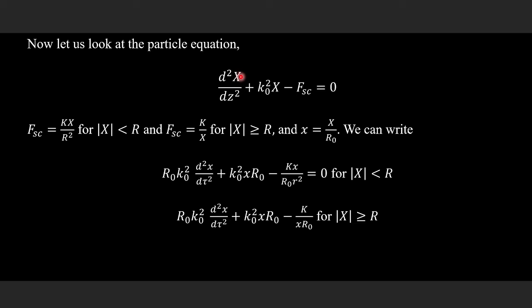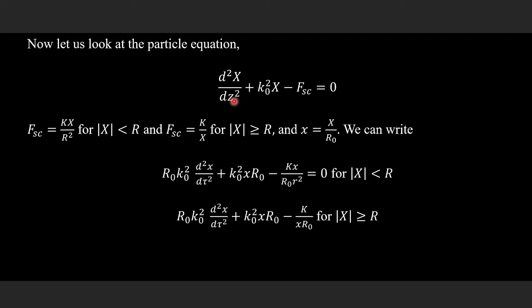Now, if you remember, we have d2 capital X over dz square plus k naught square x minus fsc is equal to 0, and this is my equation of motion of particles. Now, fsc, as we already discussed, is linear within the boundaries of the beam core and goes as 1 over x outside the beam core. We have defined x is equal to capital X over r naught. So we don't want capital X here, we want small x here.